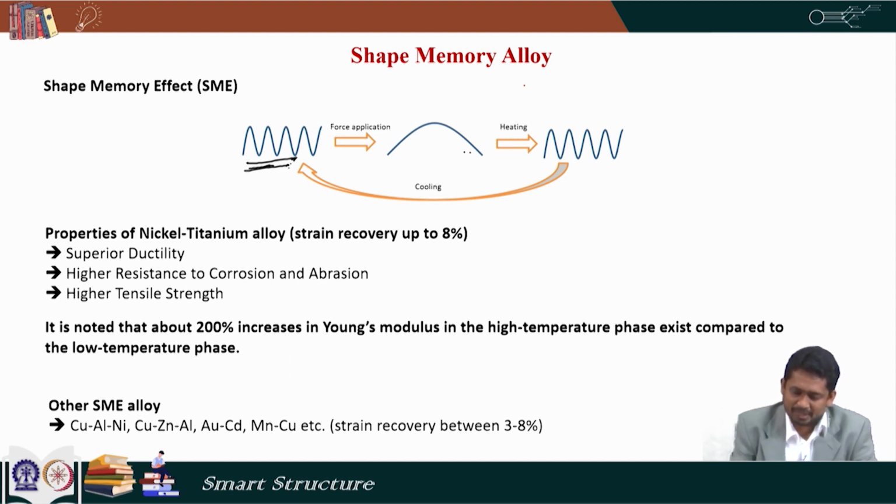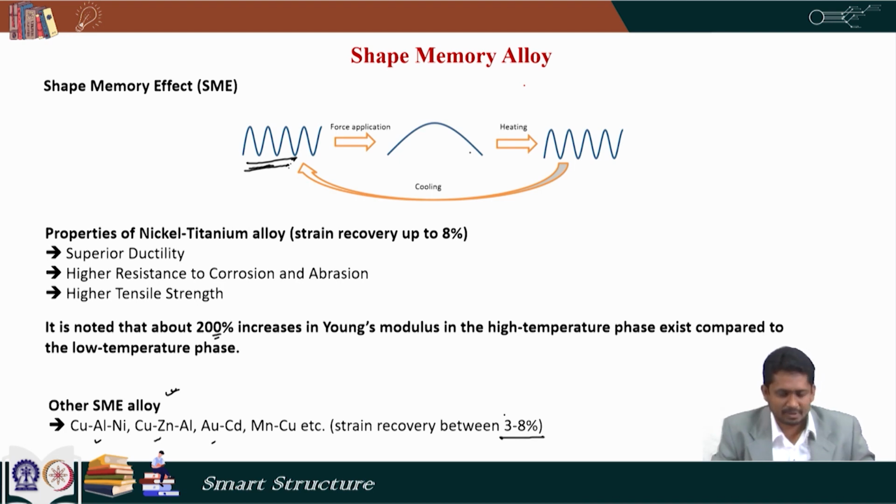Now, this shape memory effect comes into the picture because this material remains in one of two phases depending on the temperature and temperature history, and these two phases show distinct material behavior. For example, in Young's modulus, there can be around 200% variation between these two phases. That is in the case of nickel titanium alloy. Other shape memory alloy examples can be copper aluminum nickel, copper zinc aluminum, gold cadmium, and so on, and the strain recovery is between 3 to 8% depending on the alloy.